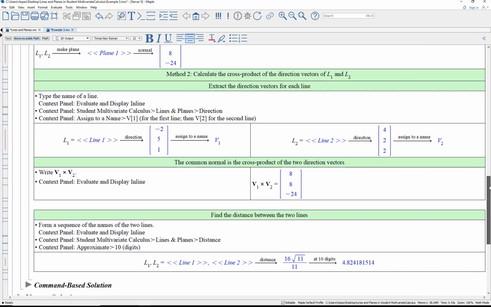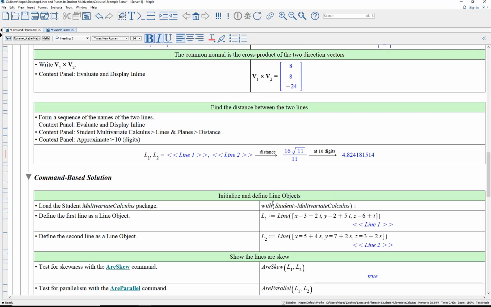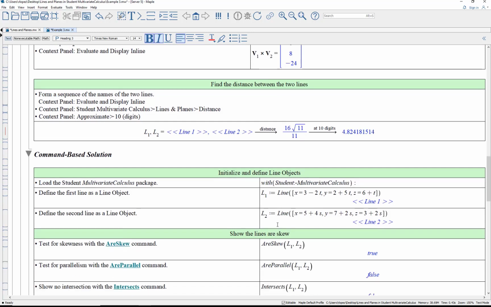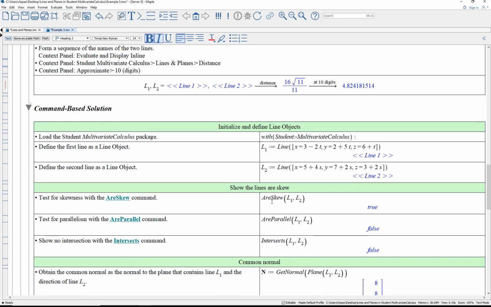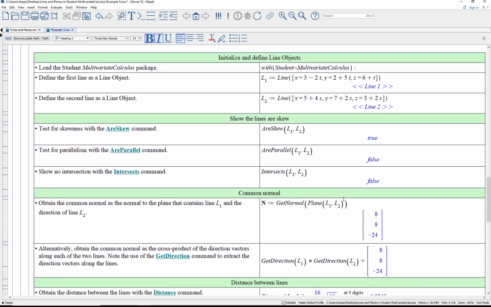Now, the command version would go like this. Okay, again, bring in a package, define the first line, you apply the line command to the list of parametric equations, same thing for the second line. Then you use the queries Skew, parallel, intersects. Yes for skew, no for parallel, intersect. Common normal. Get the normal for the plane formed from these two skew lines.